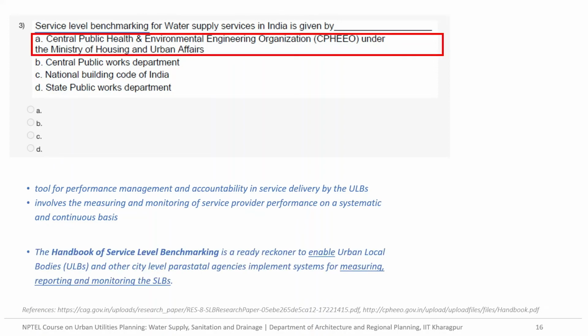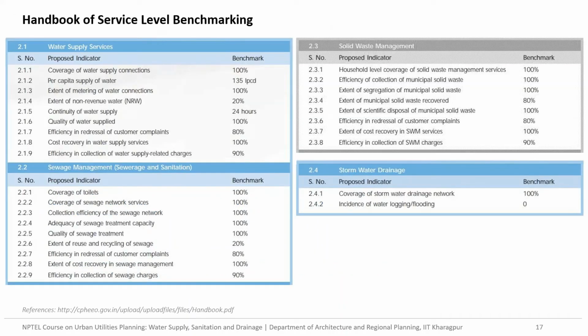So in India, the service level benchmarking for water supply services is done by CPHEEO. They have this handbook of service level benchmarking. It is a ready reckoner to enable ULBs and other city level parastatal agencies to implement systems for measuring, reporting, and monitoring the SLBs. So it's not enough that the benchmark is set, but the agency should also be informed as to how to calculate this benchmark, how to report, or how to monitor the constituents of this benchmark. So let us take a cursory look at what this benchmark is.